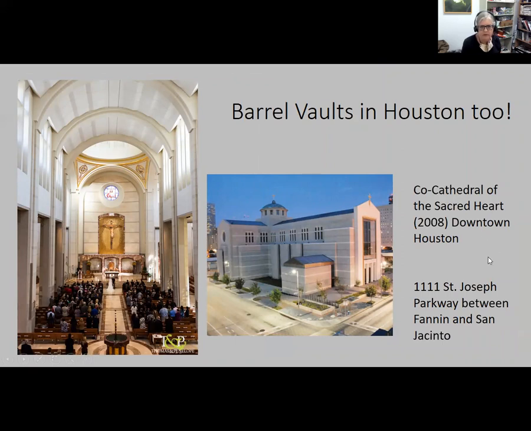Okay, so there are barrel vaults in Houston. This is the Co-Cathedral of the Sacred Heart in downtown Houston. Again, I'm mentioning these because you're going to go on a scavenger hunt. That's your last project. This is on St. Joseph Parkway between Fannin and San Jacinto.